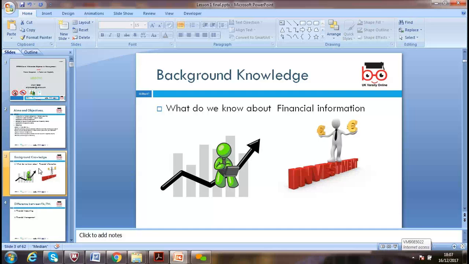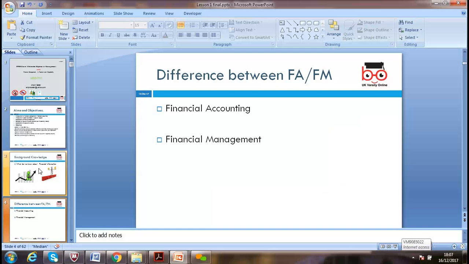Within the organization, it could be management accounts and daily reporting of all the financial transactions, which give us financial information as well. Next, our discussion is about the difference between financial accounting and financial management.